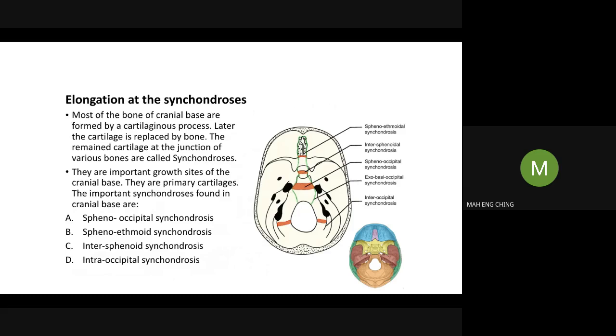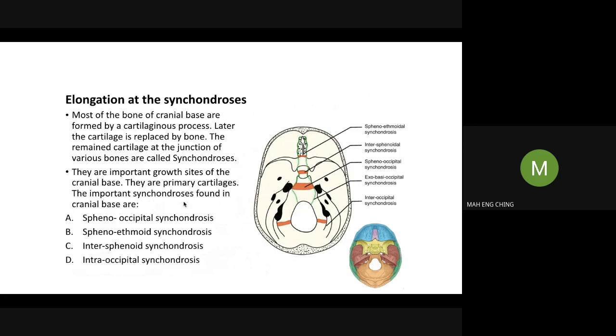So elongation of synchondrosis, we also discussed this before. The synchondrosis just means the joint between two cartilages. Most of the bone at the cranial base is formed by the cartilaginous process. Then later the cartilage is replaced by the bone. The remaining cartilage at the junction of the various bones is called synchondrosis. So you see the base of the skull, there are so many parts of the bone, all joined together by this synchondrosis. So these are important growth sites at the cranial base. They are the primary cartilage.